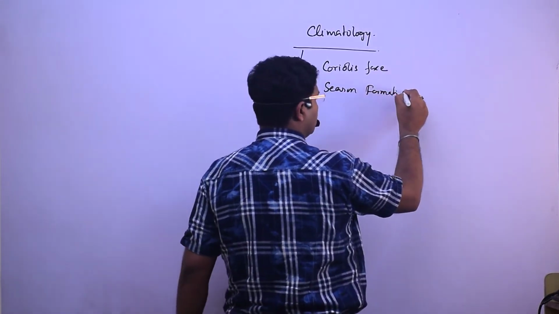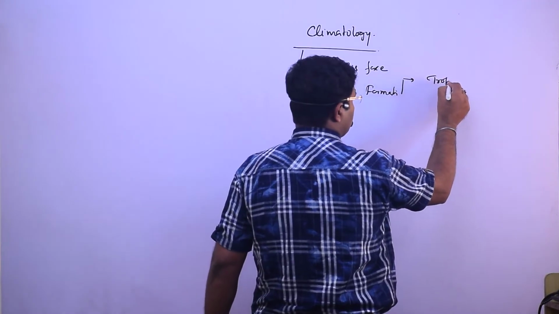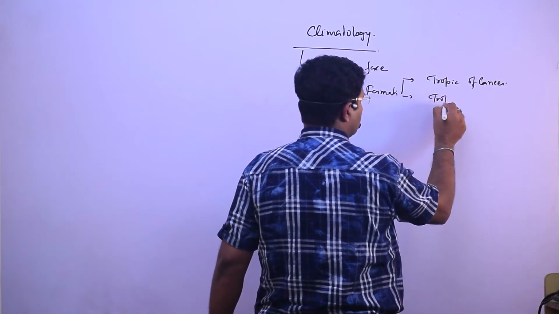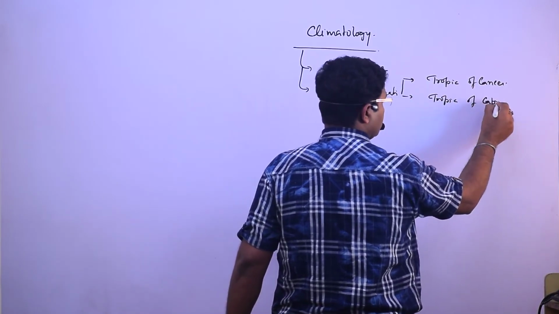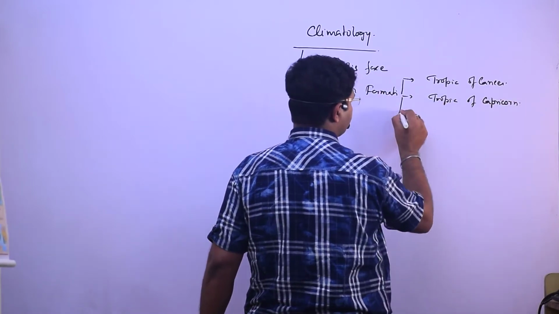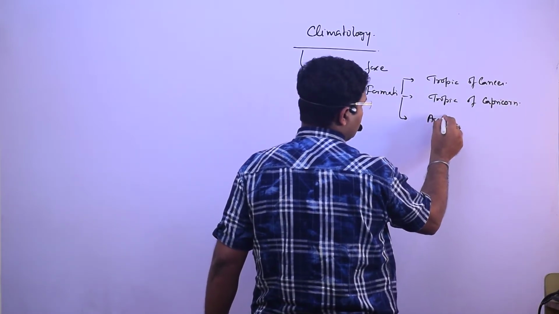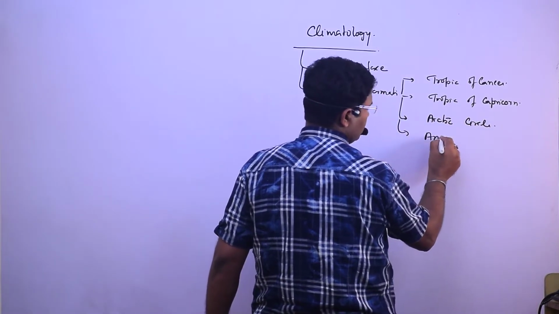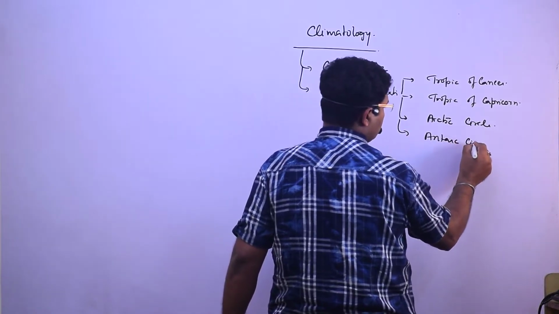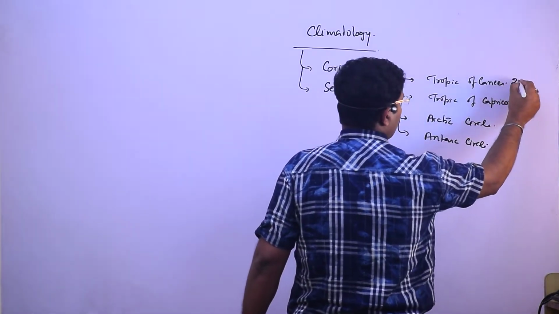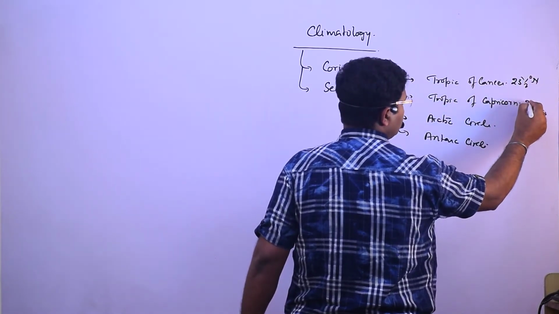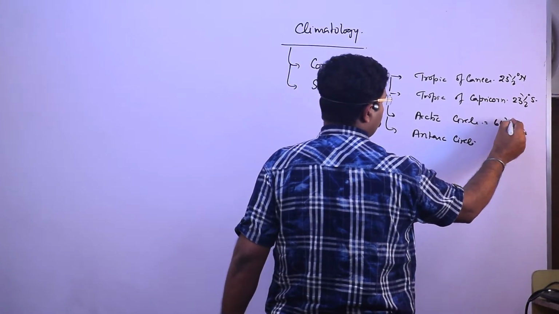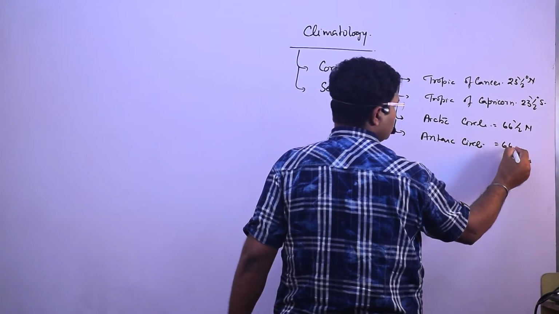It means we have to understand the Tropic of Cancer, the Tropic of Capricorn, the Arctic Circle, and the Antarctic Circle. These are 23.5 degrees north, 23.5 degrees south, 66.5 degrees north, and 66.5 degrees south.